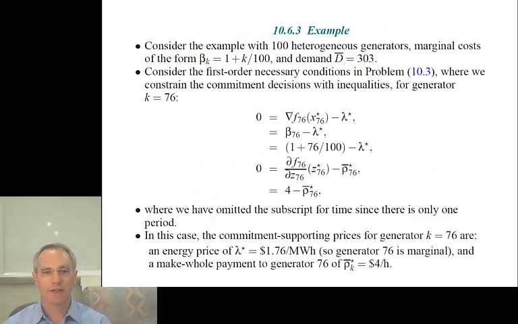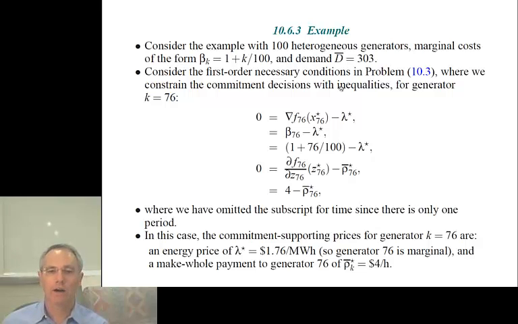So let's see that in an example. Let's consider the example with 100 heterogeneous generators, marginal costs of the form beta k equal to 1 plus k over 100, and demand d overline equal to 303. Let's consider the first order necessary conditions for problem 10.3, where we constrain the commitment decisions with inequalities.